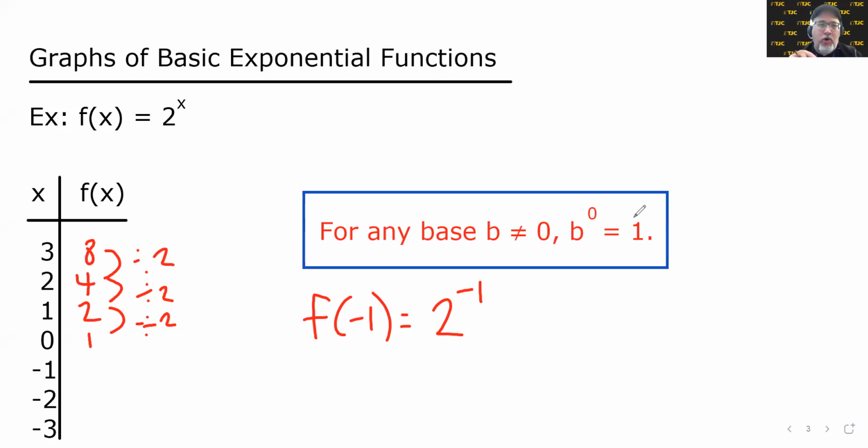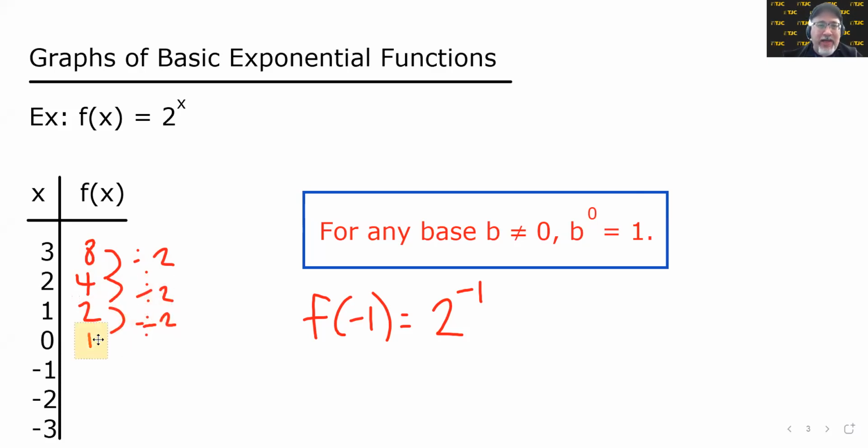8 divided by 2 is 4, 4 divided by 2 is... let me try that again. 8 divided by 2 is 4. It might help if I actually highlight the numbers I'm looking at, and you can see them too. 8 divided by 2 is 4, 4 divided by 2 is 2, 2 divided by 2 is 1.